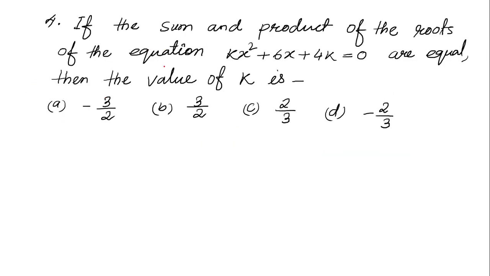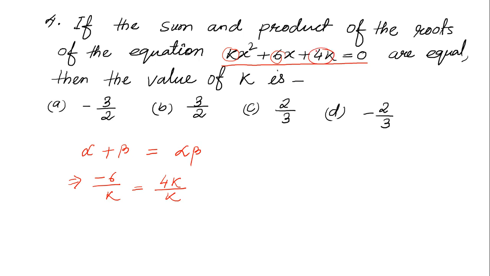Question number 4. If the sum and product of the roots of the equation kx square plus 6x plus 4k is equal to 0 are equal. If the sum and product are equal, then what will happen? If we take two roots alpha and beta, then alpha plus beta is equal to alpha into beta. Sum and product are equal, as given. So alpha plus beta will be minus b by a, that is -6/k, is equal to alpha beta, which is 4k/k, because it will be c/a, right?